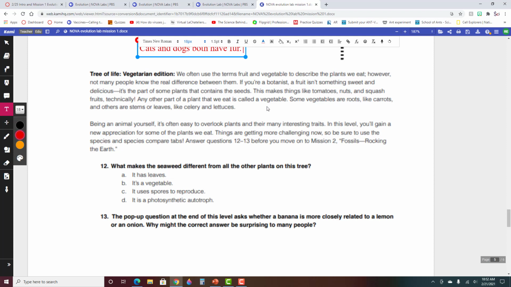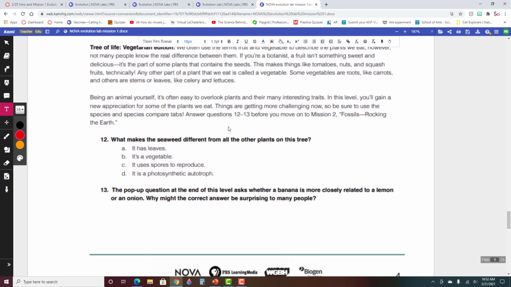Any other part of the plant that we eat is called a vegetable. Some vegetables are roots, like carrots, and others are stems and leaves, like celery and lettuces. Being an animal yourself, it's often easy to overlook plants and their many interesting traits. In this level, you'll gain a new appreciation for some of the plants we eat. Things are getting more challenging now, so be sure to use the species and species compare tabs. Answer questions 12 to 13 before you move on to mission 2.